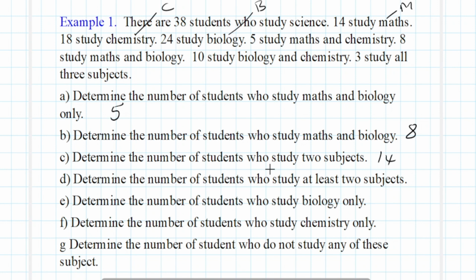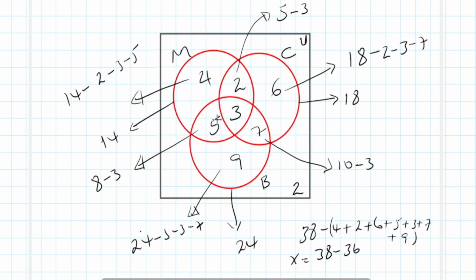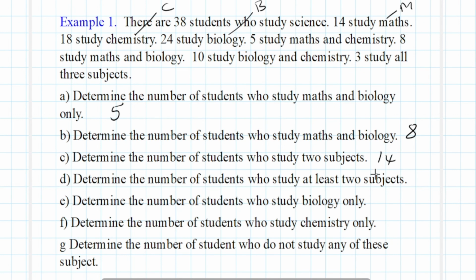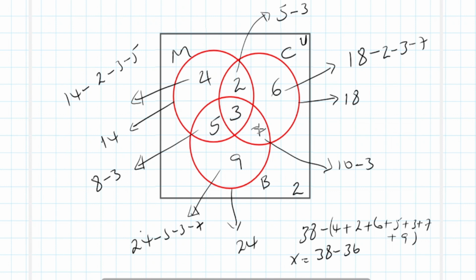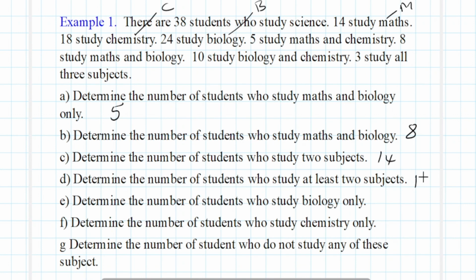That means 2 plus 5 plus 7, which equals 14. And D, the number of students who study at least two subjects is 2 plus 3 plus 5 plus 7, which equals 17. The number of students who study biology only is 9. The number of students who study chemistry only is 68. And the number of students who do not study any of these subjects is 2.